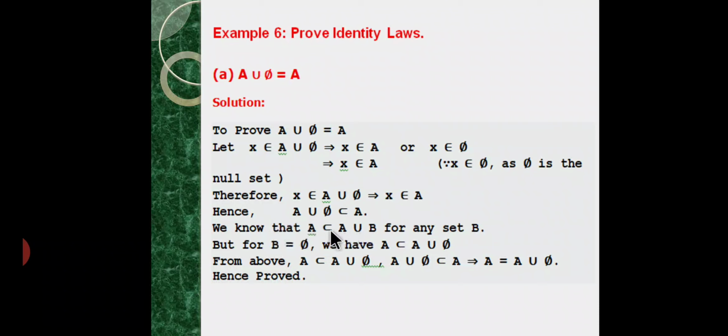We know that A is a subset of A union B for any set B. So from that, taking B equal to phi, we have A is a subset of A union phi. So A is a subset of A union phi and A union phi is a subset of A. From this we write A union phi is equal to A. This is hence proved.